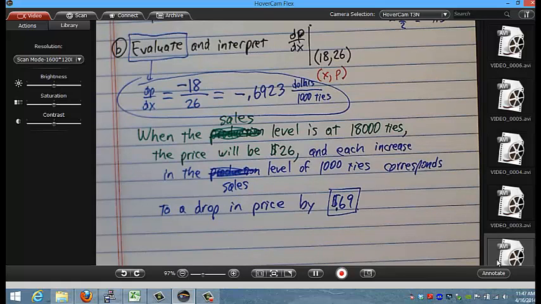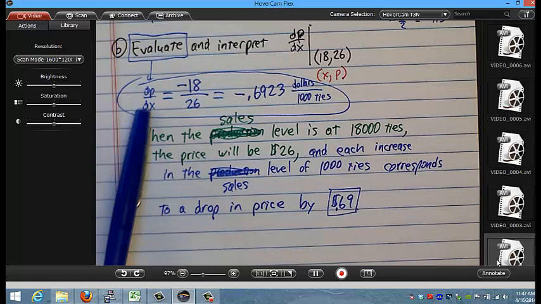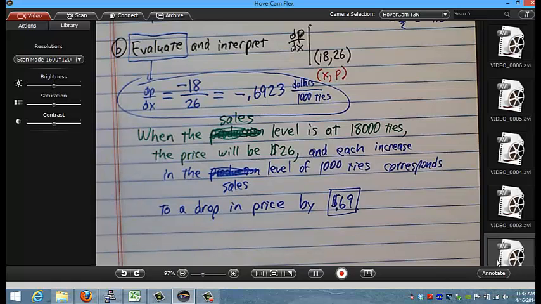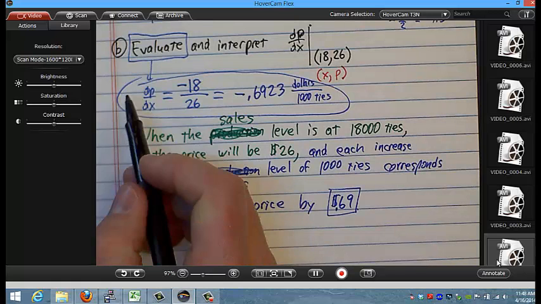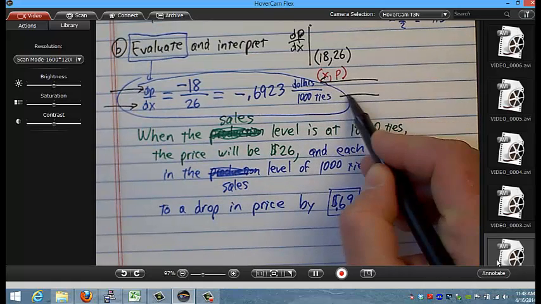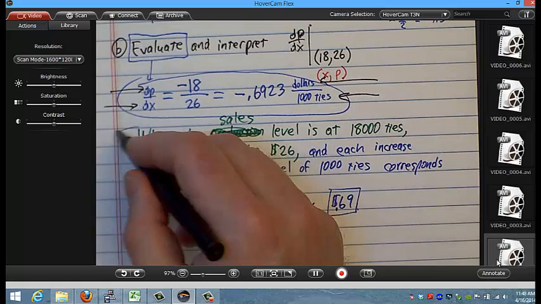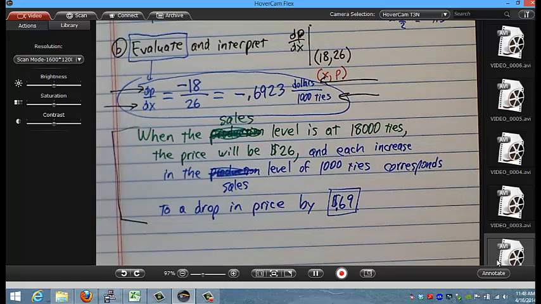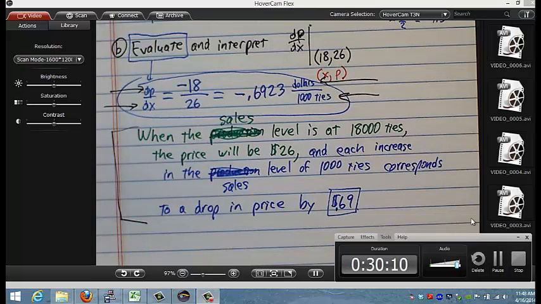Matter of fact, the kind of stuff you guys did for homework last night with the elasticity, that could help me answer whether or not to raise or lower the price, right? But this is just another example of computing a derivative and explaining what it means. It's a rate of change. And again, when I look at a derivative, I want to write the units, dp dx, that's dollars and that's 1,000 ties. And that'll help you put together an interpretation. Okay? So I think that's the way to proceed. Do you guys have questions on this one before I do something else?